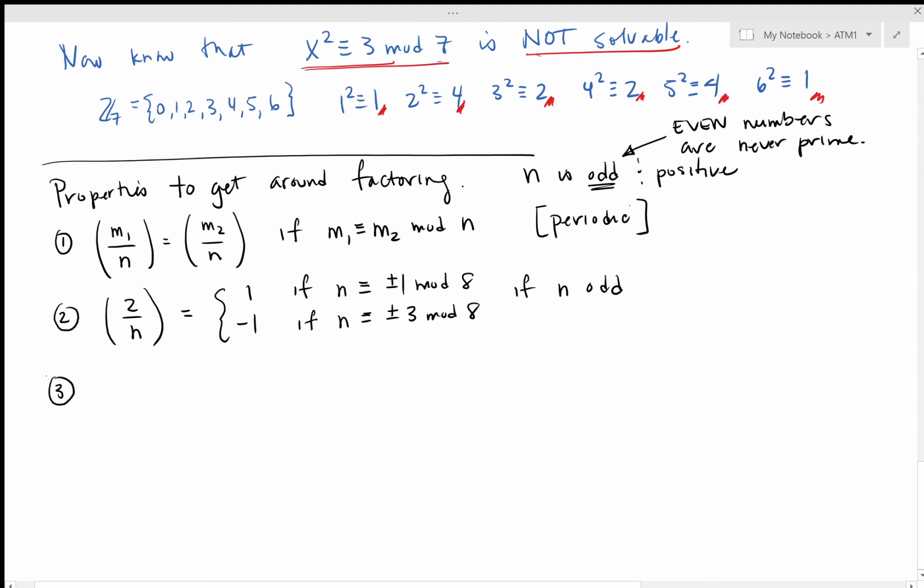Property number 3 of this symbol: m1 times m2 over n is equal to m1 over n times m2 over n. That property is what makes the Jacobi symbol a multiplicative function.